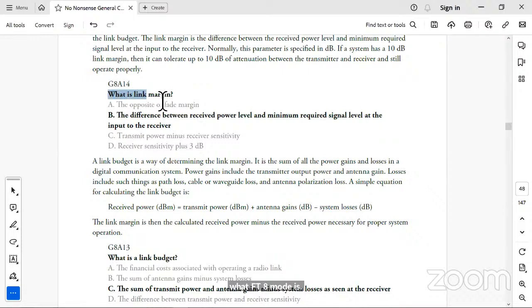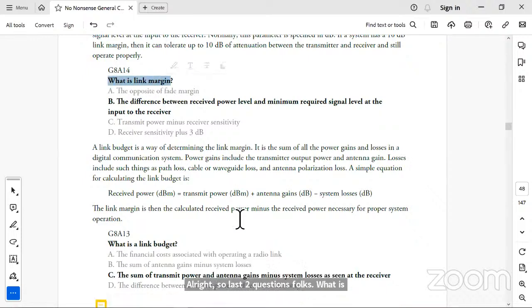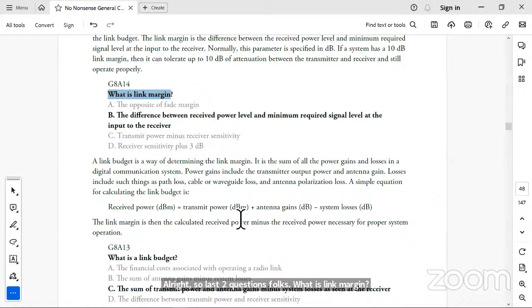What is link margin, right? So we did say link margin, that's kind of like, you have a taxi fare, right? You have the minimum that you need to achieve, and then you have then some. So the link margin is the difference between the receive power level and the minimum required signal level at the input to the receiver. So that's what link margin is.